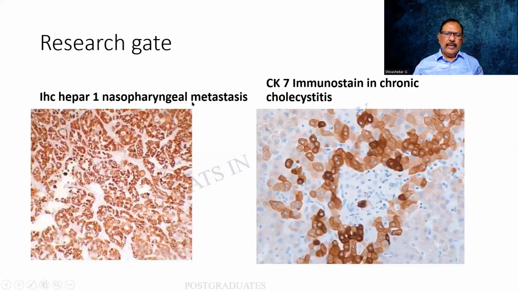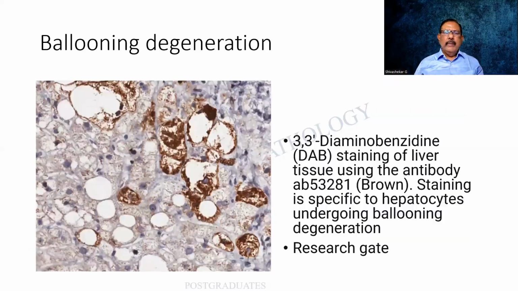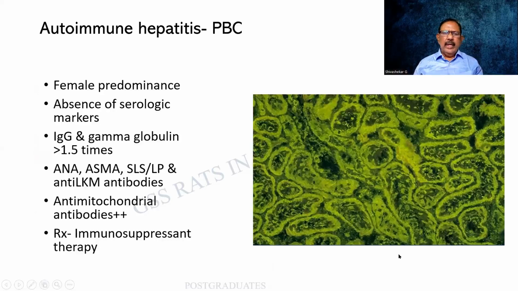Look at this one, nasopharyngeal metastasis. That is positive for HEPAR1 and CK7 immunostain in chronic cholecystitis. So it is the bile ductal epithelium that is taking up the stain. Ballooning degeneration, not a tumor as such, but the hepatocytes are undergoing a ballooning degeneration, which has been demonstrated by diaminobenzidine staining using the antibody over here, thanks to ResearchGate. As I told you, that can be the immunofluorescence.